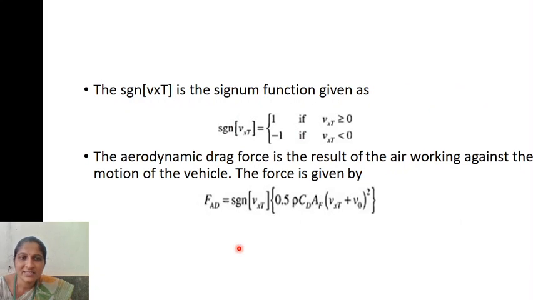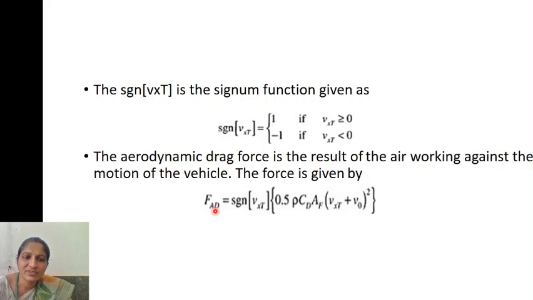The signum function has a value of 1 if Vx(t) is greater than or equal to 0, and is equal to minus 1 if Vx(t) is less than 0. The aerodynamic drag force is the result of air working against the motion of the vehicle. So when the vehicle is moving on the road, there is some amount of force which is making the vehicle move backwards, that is, opposing the motion. That force is nothing but the aerodynamic force.